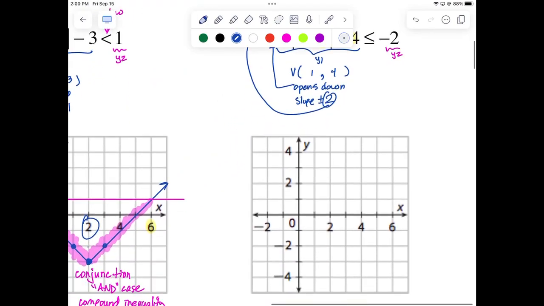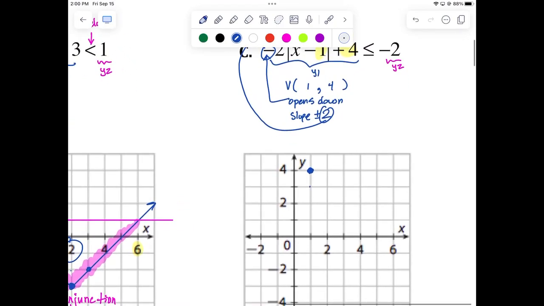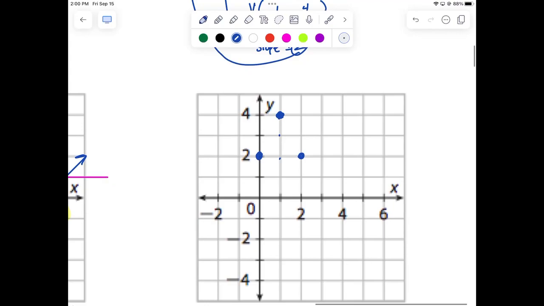We go to the point 1, 4. And I need 2 points, one on either side. If the slope is 2, I go down 2, left 1, and then down 2, right 1. And now I can connect the dots. So if you notice, when I'm connecting these dots with a straight line, I'm cutting through these rectangles. So make sure you're going through those diagonals.